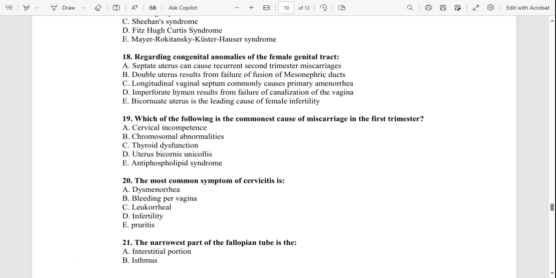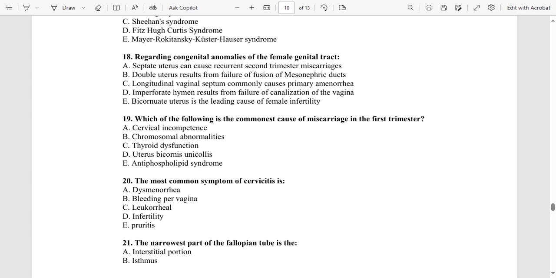Any thought on this one? Any thought? So, why do you choose that one, Doc?